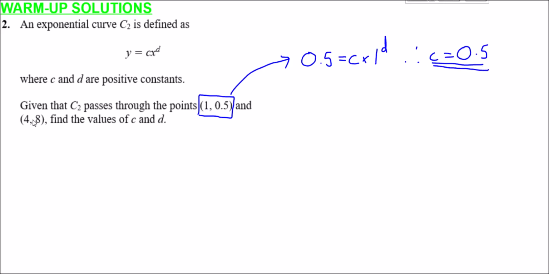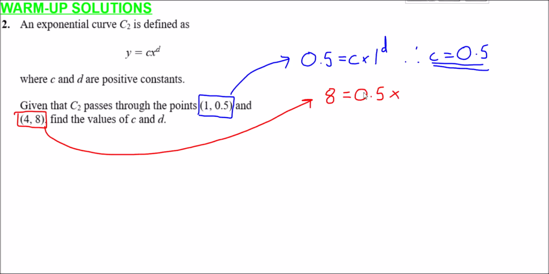Okay, we also know here that the point 4,8 is on this curve. And so if we just substitute these values in to the equation, now we know that c is 0.5, we get that 8, which is y, equals c, which is 0.5, multiplied by x to the power d. We know that x is 4, so that's 4 to the power d. We can now divide through by 0.5, which is the same as doubling, so we get 16 equals 4 to the power d, and therefore, what power of 4 gives 16? It's obviously 2, so d must be equal to 2.